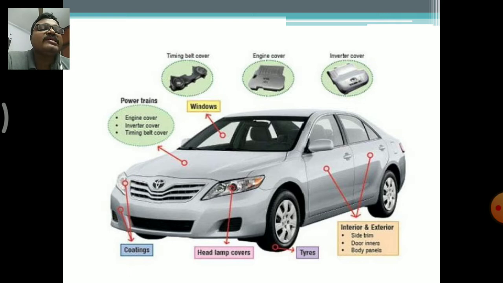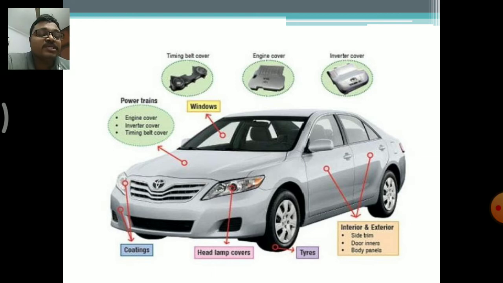Next, in the interior and exterior parts of the car doors or other materials, that is the side trim or door inners or body panels, etc. These materials are used in the interior and exterior parts also. Next, power trains also; these are used in the gearboxes and power trains.